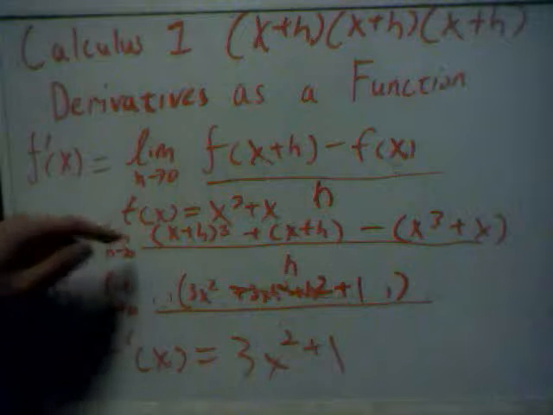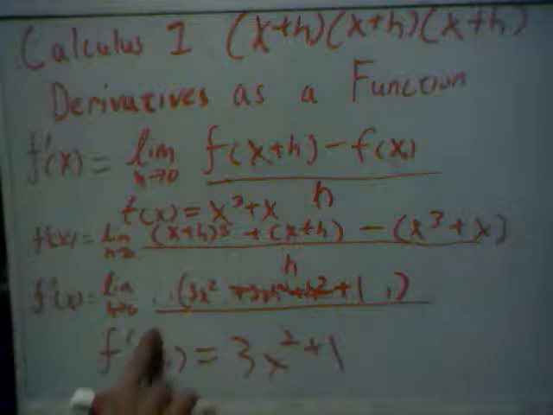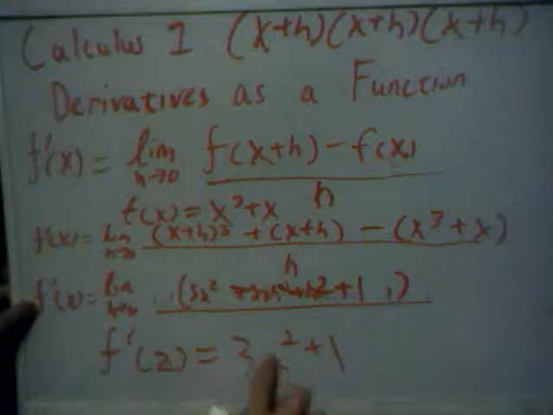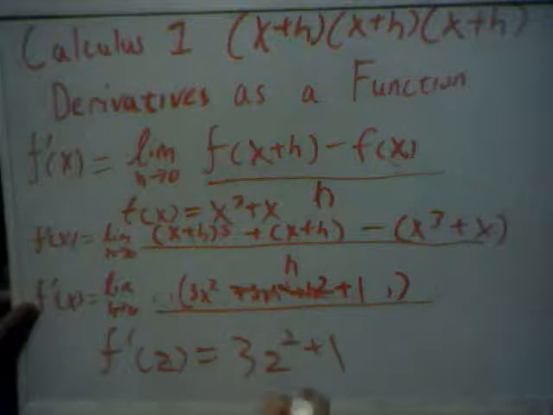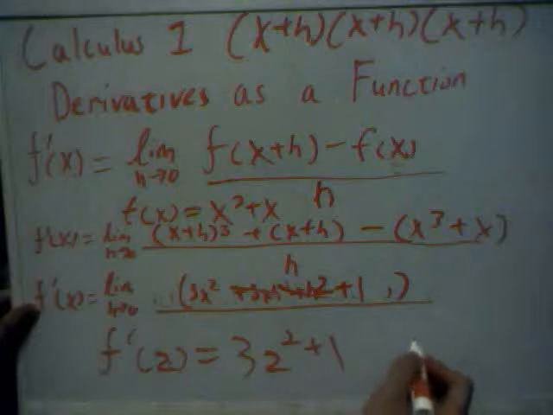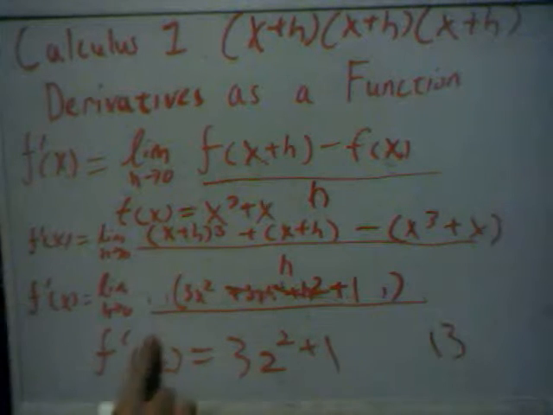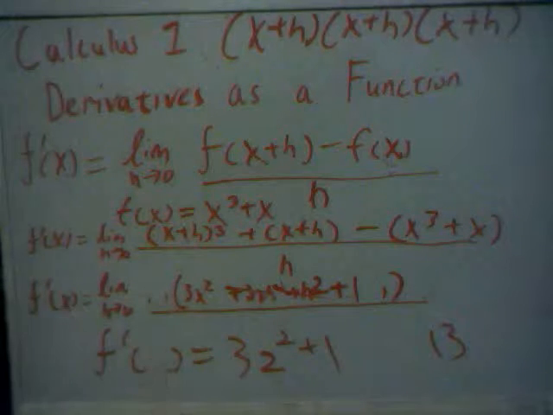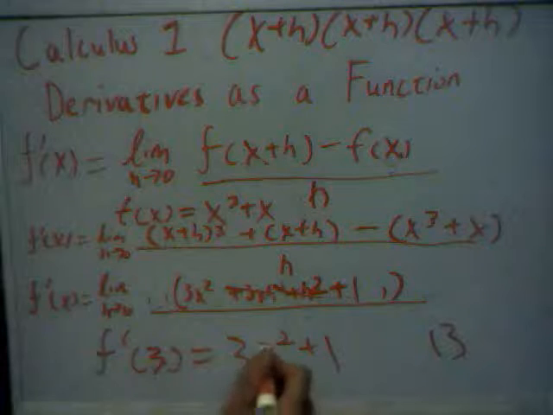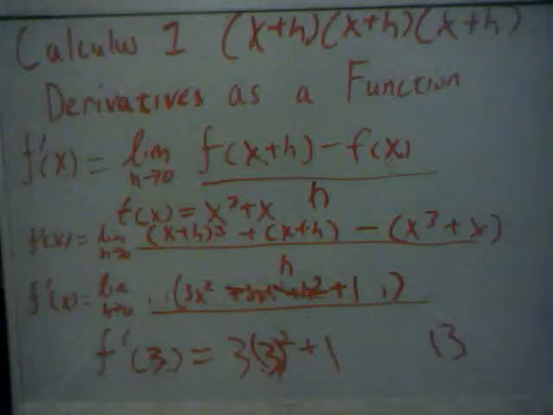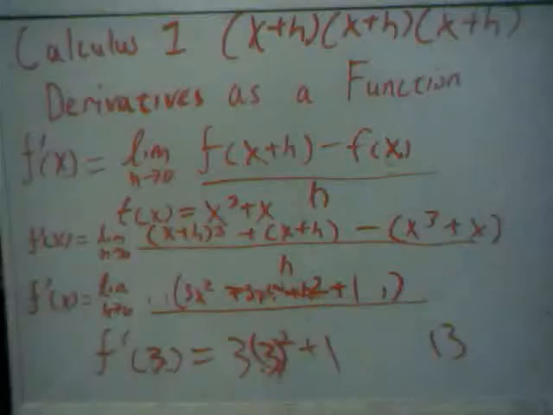So if you wanted to find the rate of change of this function at point 2, you simply put a 2 in here and plug in 2. So 2 squared is 4, 3 times 4 is 12, plus 1, so the rate of change at point 2 is 13. If you wanted to find the rate of change at point 3, then you simply put in 3. So it's a much quicker process than going through this entire thing.